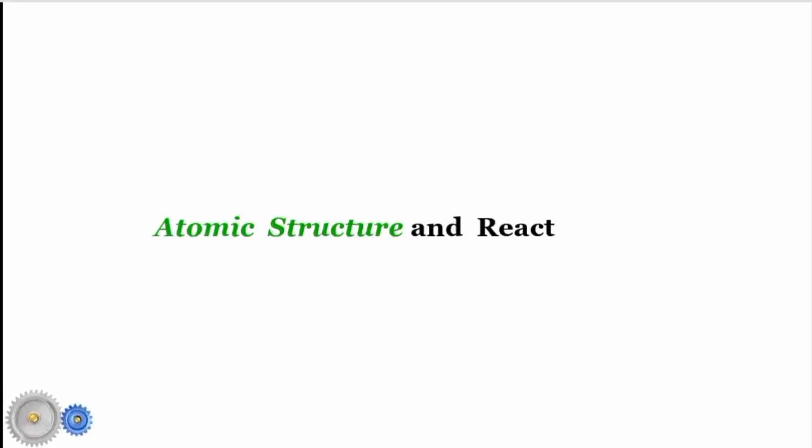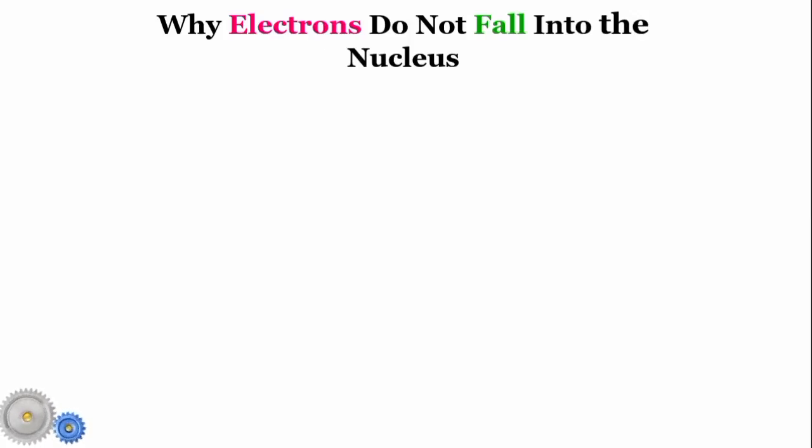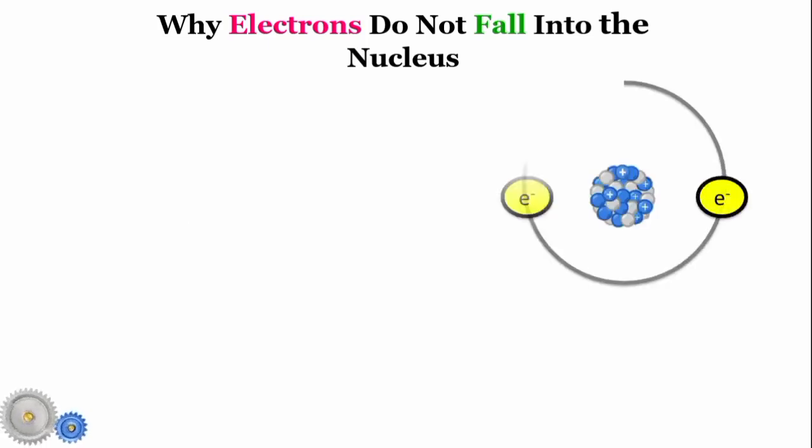In this video, we are going to learn atomic structure and reactivity. We are going to begin by looking at three components of an atom. Protons and neutrons are found in the nucleus. Electrons are found in the shells.